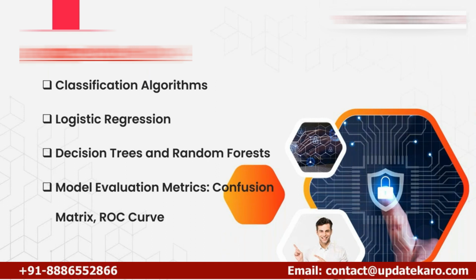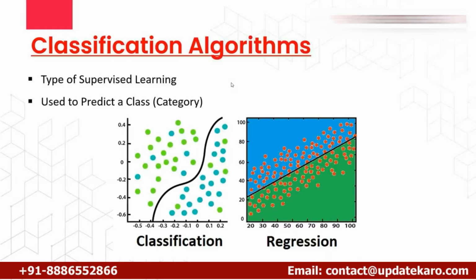What are the different classification algorithms we have, and why use a classification algorithm? Then we'll be talking about the different classification algorithms. We will be starting with logistic regression, then decision trees and random forest. We will also talk about the model evaluation metrics like the confusion matrix, classification report, as well as the ROC curve. Let's go ahead with the classification algorithm.